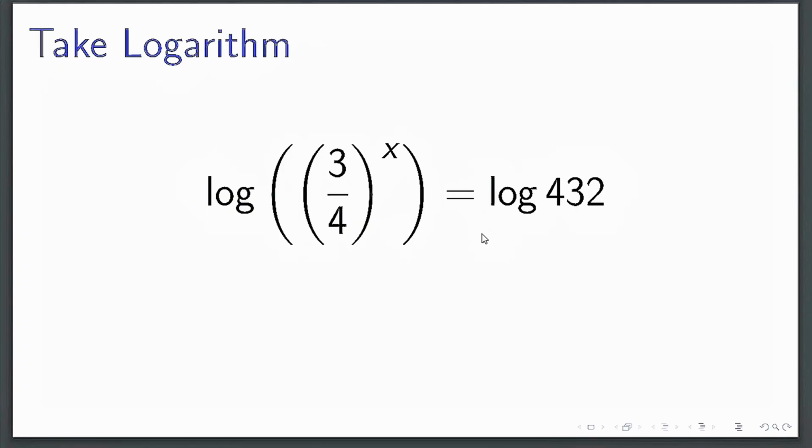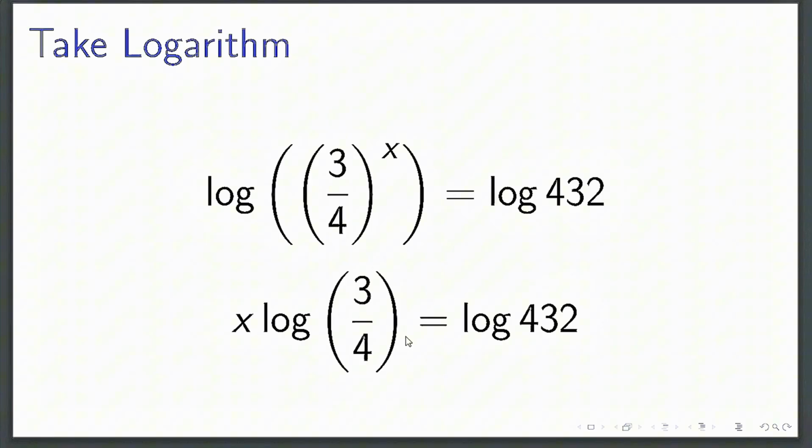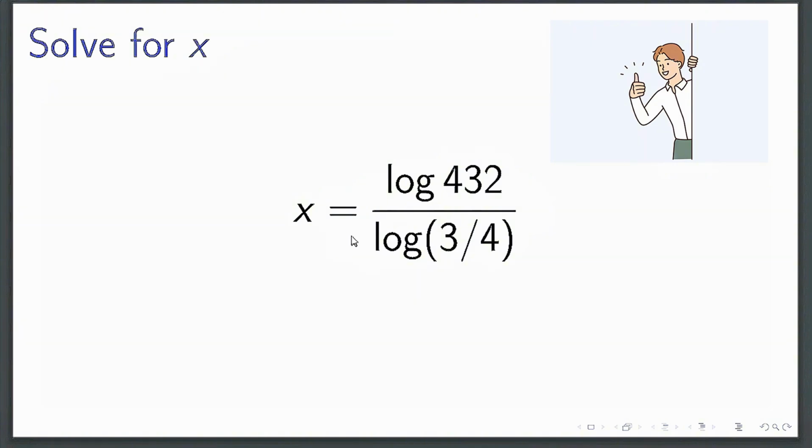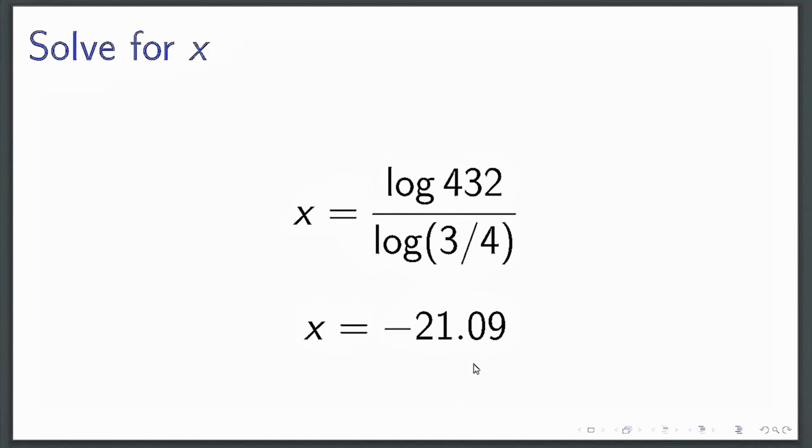Now in order to get the value of x, I need to take the log on both sides. So I just take log on both sides, and then I'm going to use the property of log. When I use that, this will be x log of 3 by 4 is equal to log of 432. Now in the end, I can divide on both sides by log of 3 over 4. I will get x is equal to log of 432 over log of 3 by 4. So when I divide that with the help of the calculator, I will get the value of x, which will be equal to minus 21.09. So we can see that in both methods we get the same answer. So this is our final answer that we have.